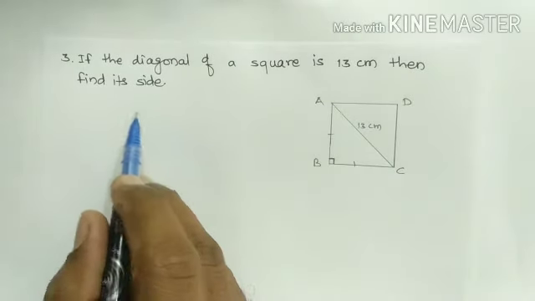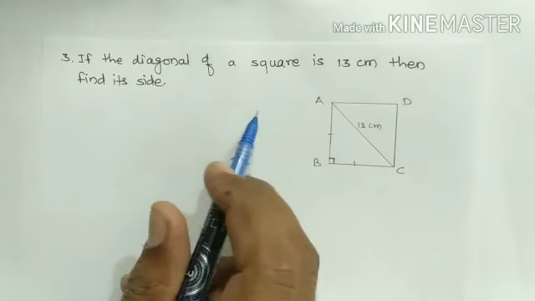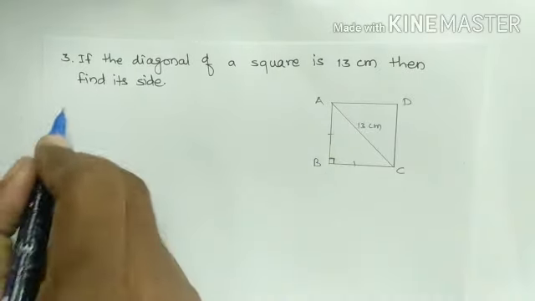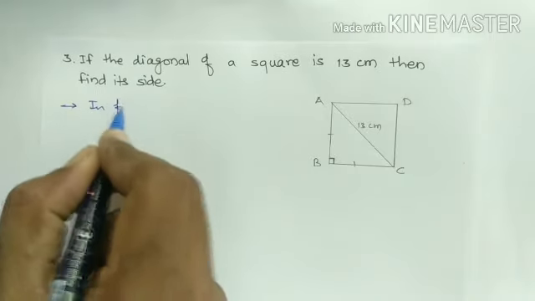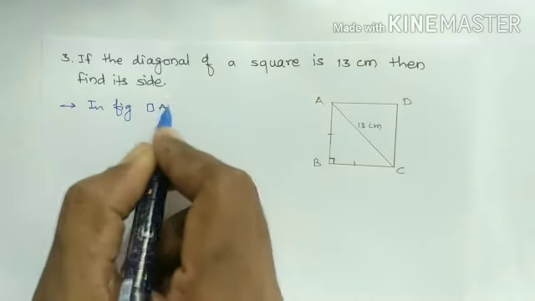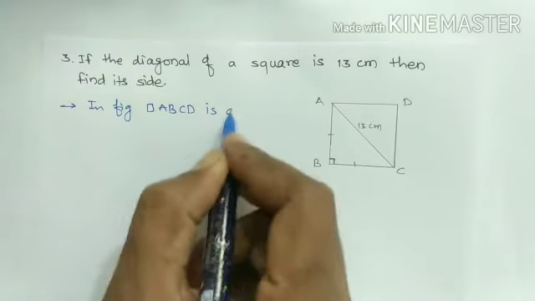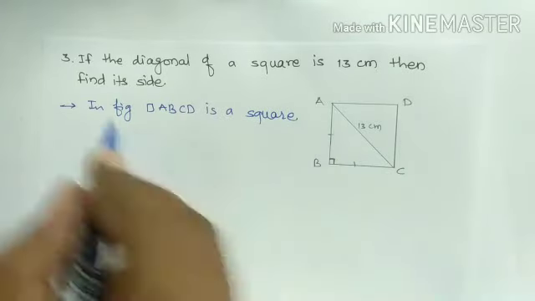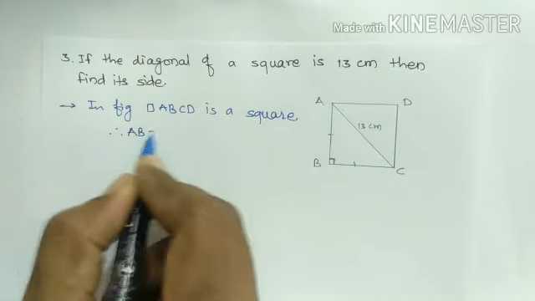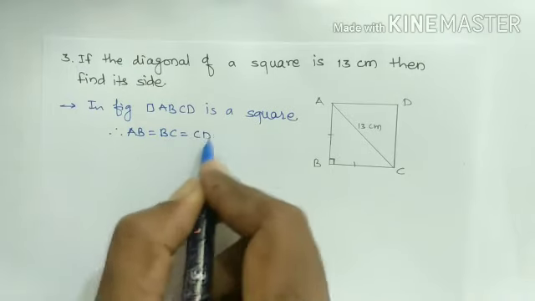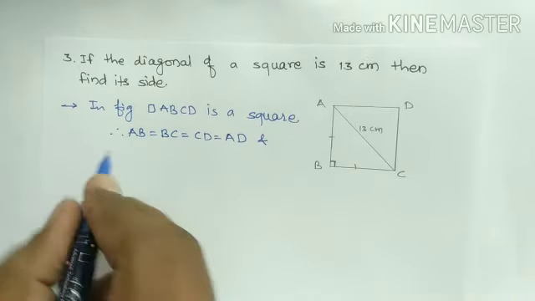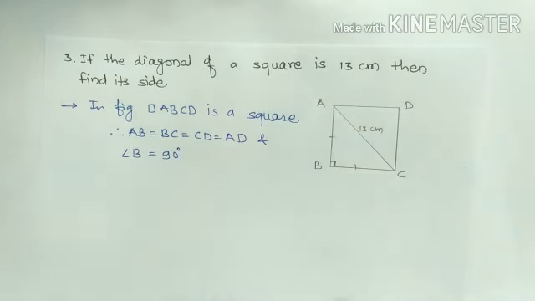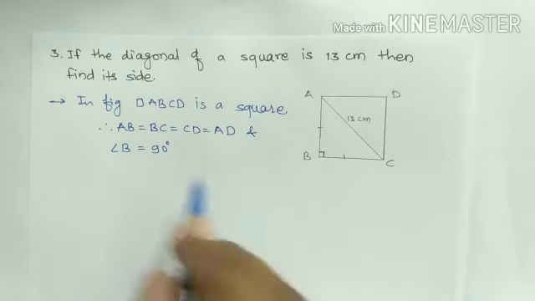Now, the third example is, if the diagonal of a square is 13 centimeter, then find its side. Here we draw the figure. In figure, quadrilateral ABCD is a square, and we know that all sides of the squares are equal in length. Therefore, AB equals to BC equals to CD equals to AD, and angle B equals to 90 degree. Each angle equals to 90 degree. आपल्याला angle B पाहिजे म्हणून फक्त angle B लिहिलेला आहे.